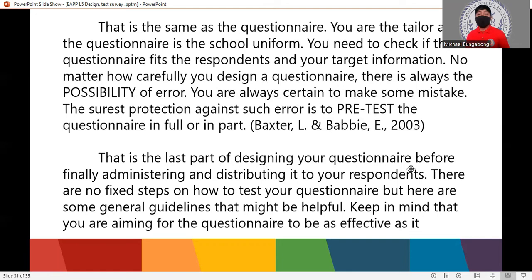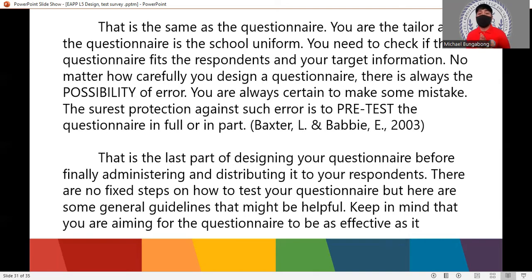If there is something wrong with the channel that you are using, or maybe the platform, for example, G Forms is not working, then you can address that right away. Right? Nobody is perfect. That's the reason why you have to test it. The only way that we can make it perfect is if we determine the problem at an early stage, right? That is the last part of designing your questionnaire before finally administering and distributing it to your respondents.